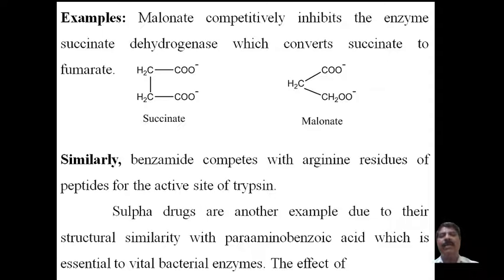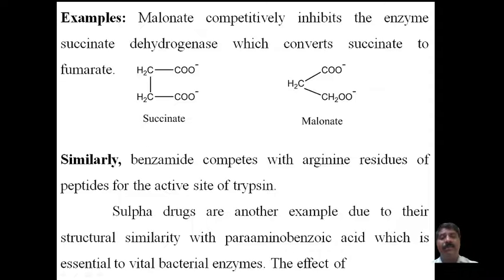Example here: malonate competitively inhibits the enzyme succinate dehydrogenase, which converts succinate to fumarate. Succinate to fumarate. Fumarate is the trans form and succinate is the cis form. Fumarate has a double bond and is the trans form. Actually, trans is an isomer which takes place.